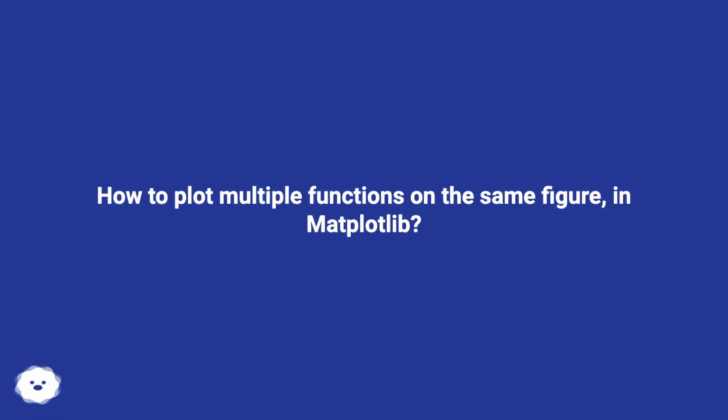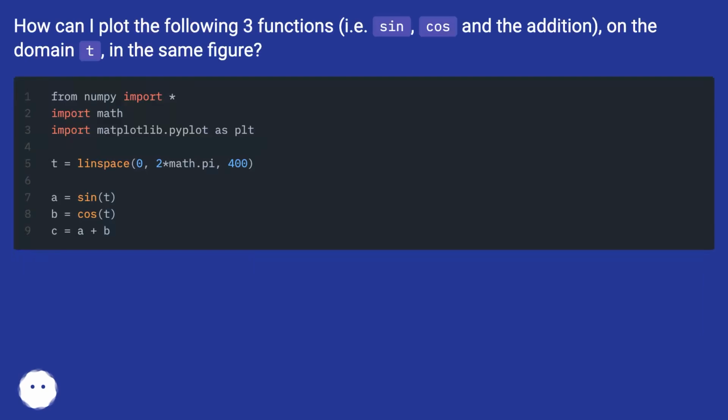How to plot multiple functions on the same figure, in Matplotlib. How can I plot the following three functions, i.e. sin, cos and the addition, on the domain T, in the same figure?